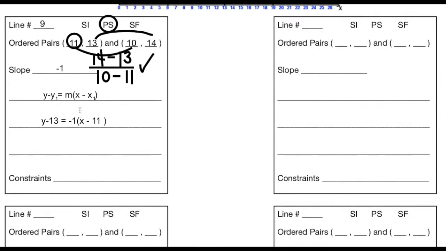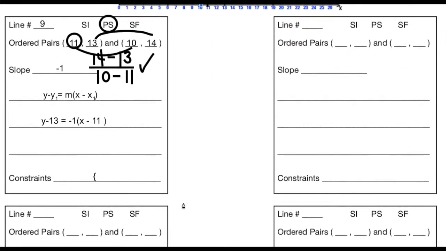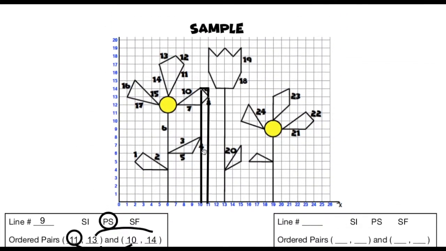The last thing I need to do is write my constraints. So if I look back up here at the top at line 9, if I draw a line straight down to the x-axis, notice that that line starts and stops at 10 and 11. So one of the ways I can write my constraints is by typing 10 < x < 11. That tells my line to start and stop at 10 and 11 on the x-axis.